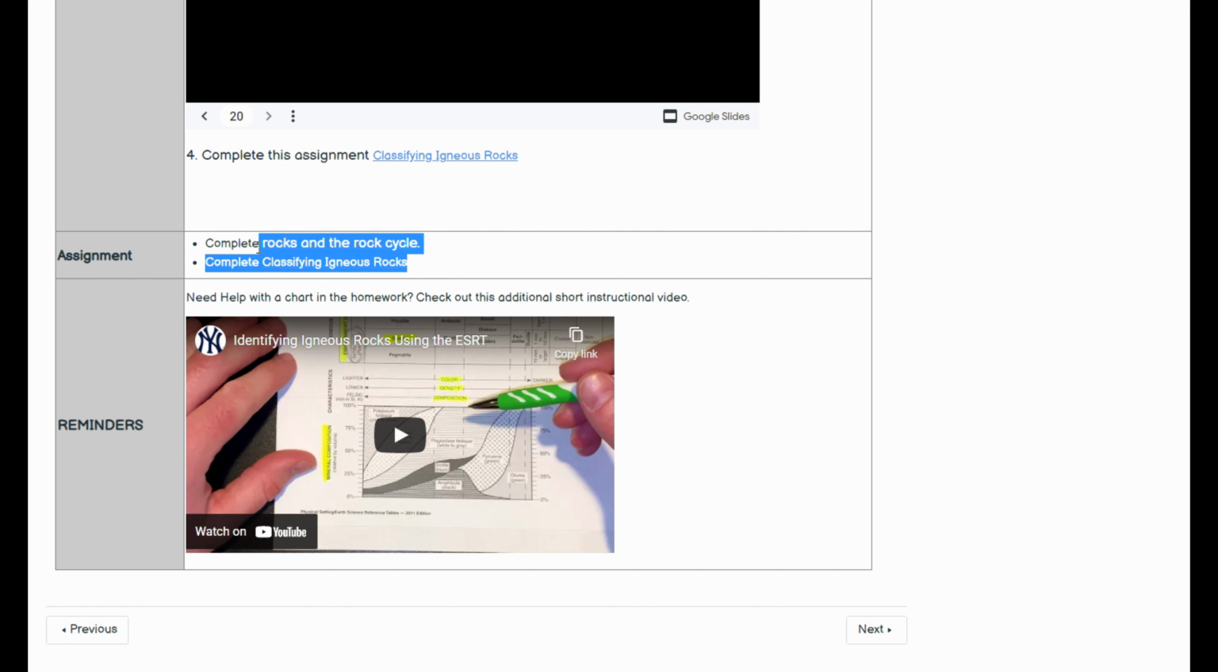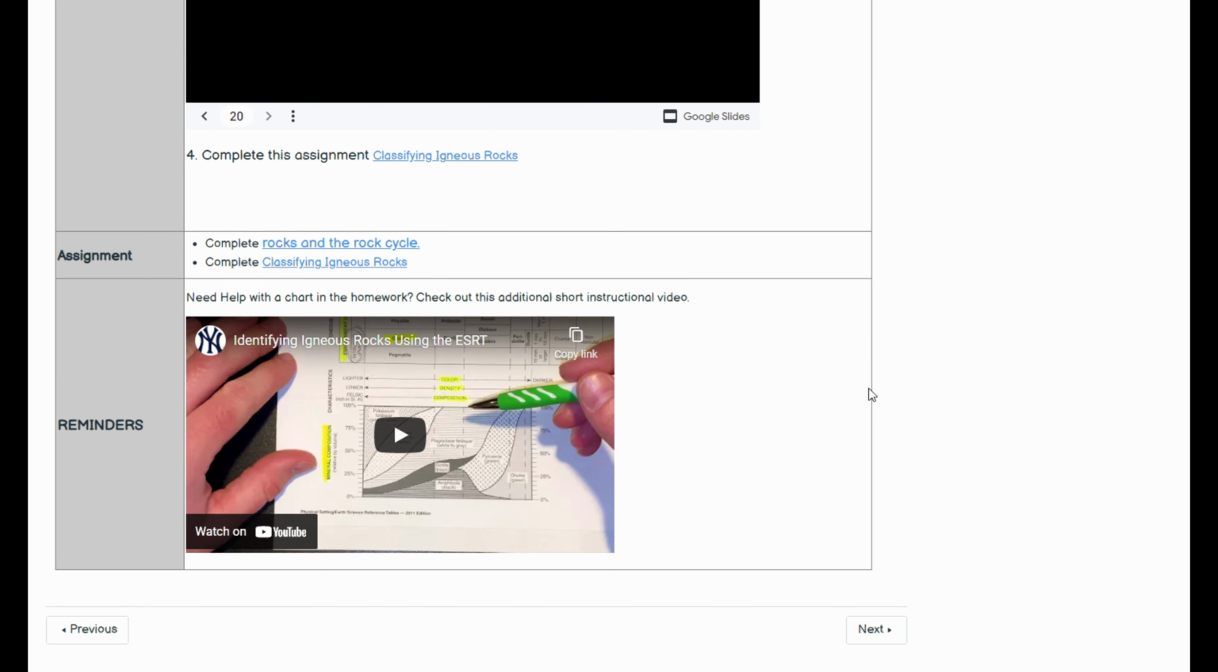So you have your two assignments here, Rocks in the Rock Cycle plus Classifying Igneous Rocks, that you're going to turn in. And once you've turned them both in and you've completed both sets of notes, you are done for the day. We will see you next time.